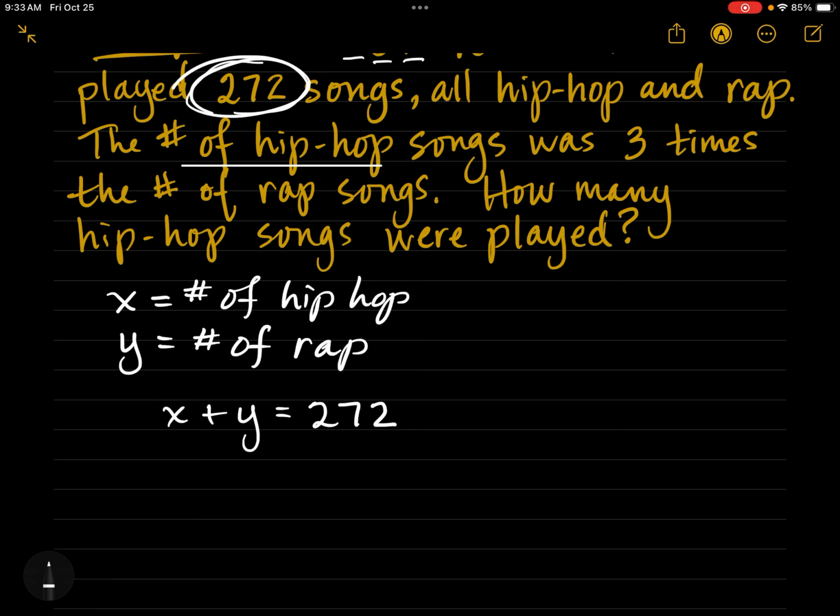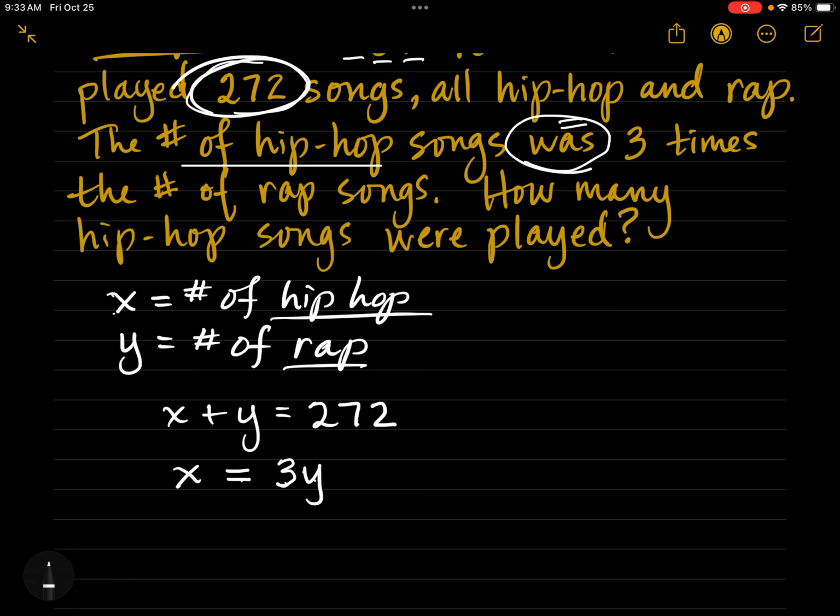Now for my next equation, it says the number of hip hop songs was. Oh, I love this word. Was or is always means an equal sign. So the number of hip hop, let's see, hip hop is X. So the number of hip hop was 3 times the number of rap, and rap is Y. So I have X equals 3Y. Now I have a system of equations.